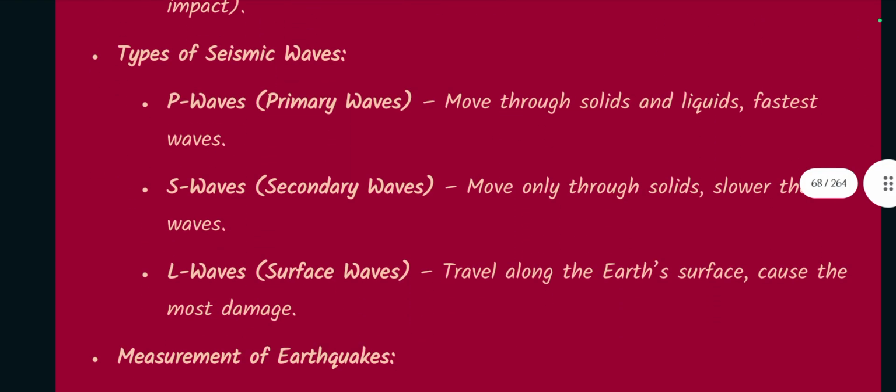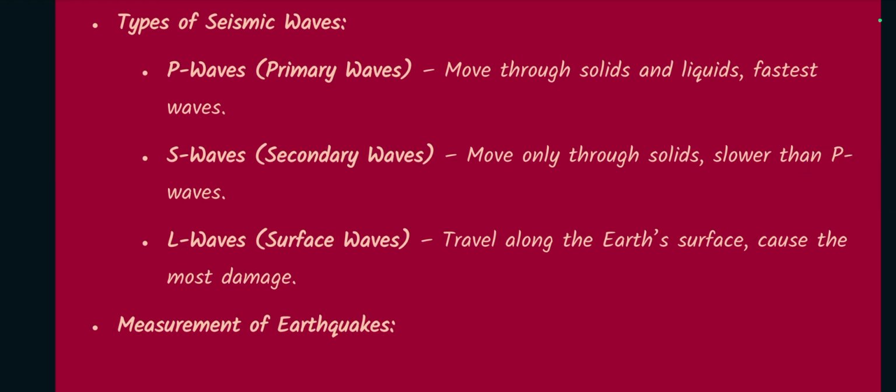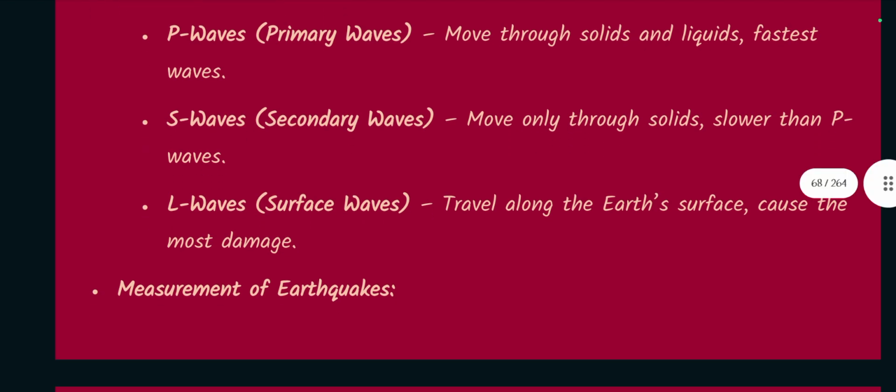Types of seismic waves. P waves, or primary waves, move through solids and liquids and are the fastest waves. S waves, or secondary waves, move only through solids and are slower than P waves. L waves, or surface waves, travel along the earth's surface and cause the most damage.